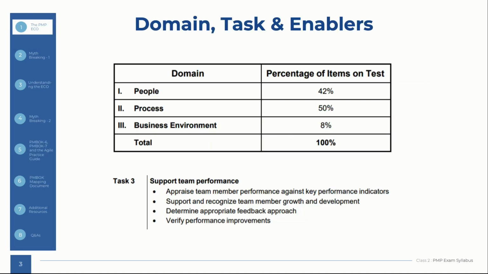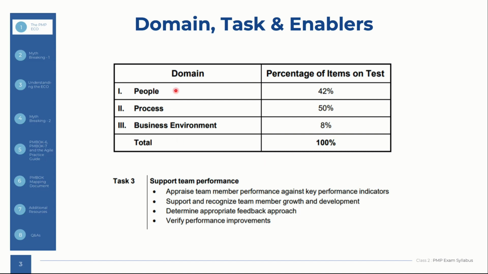Now moving on, let's talk a bit about the details of the PMP ECO. As you see on screen in the table, the ECO is divided into 3 domains: the people domain, the process domain, and the business environment domain. In terms of the percentage of questions that you will get on the test, it's 42% for people, 50% for process, and 8% for environment.